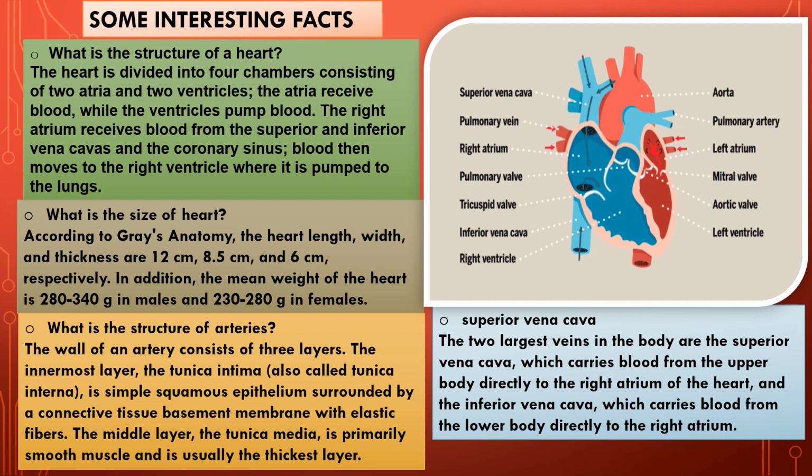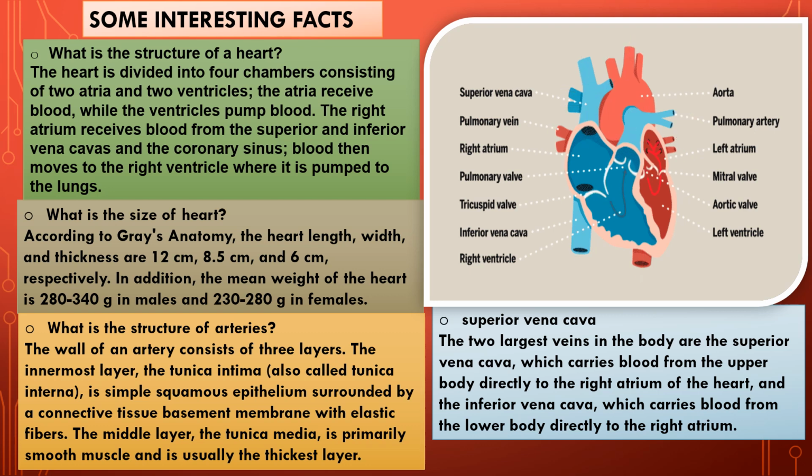What is the structure of arteries? The wall of an artery consists of three layers. The innermost layer, the tunica intima, also called tunica interna, is simple squamous epithelium surrounded by a connective tissue basement membrane with elastic fibers. The middle layer, the tunica media, is primarily smooth muscle and is usually the thickest layer.